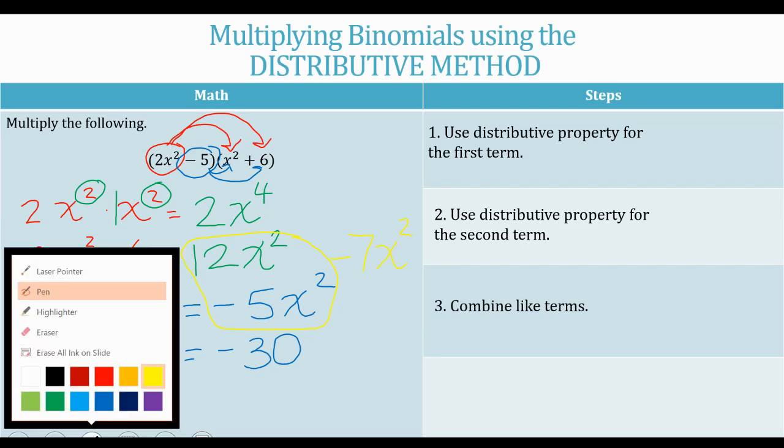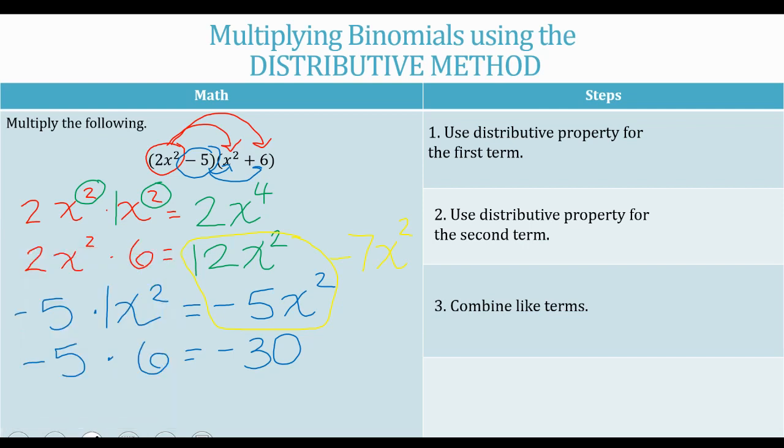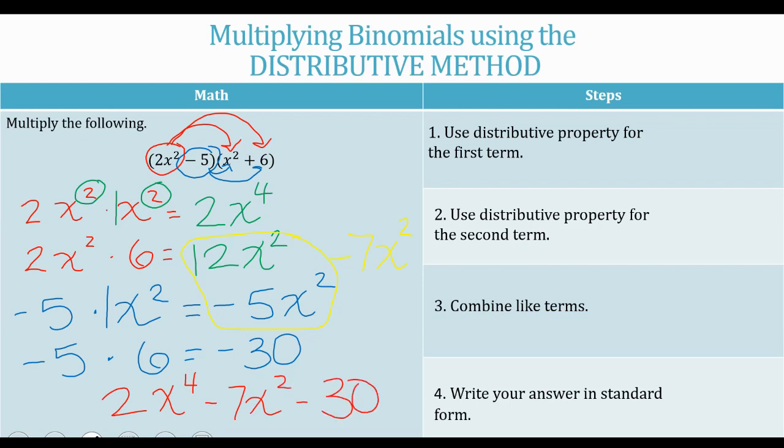I'm going to write my polynomial as one big polynomial because that's the second step. Write your answer in standard form. The fourth step, write your answer in standard form. So we get 2x to the 4th minus 7x squared minus 30. It's in standard form, so I know that we're good. Okay, let's take a look at another example.